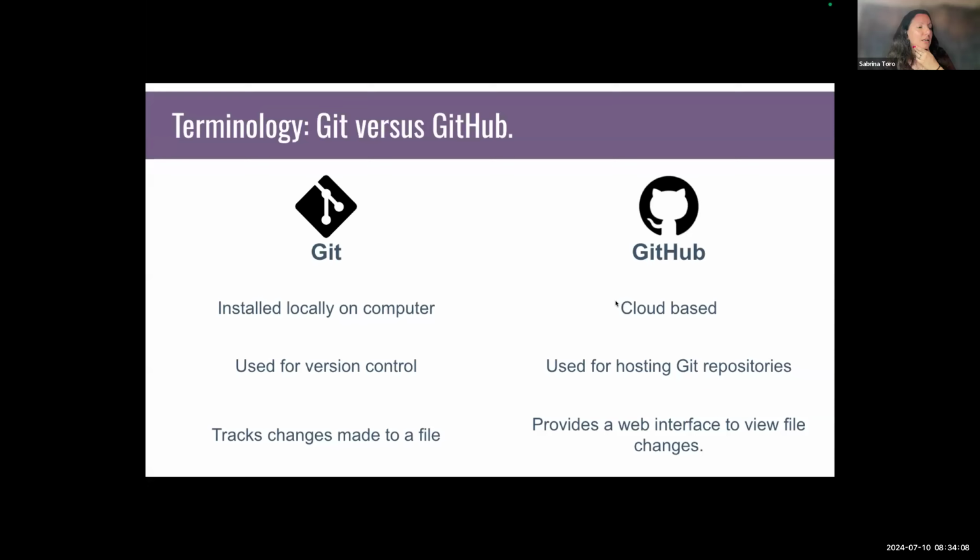So a quick aside, because you will hear words like Git and words like GitHub, and they're slightly different. This slide is really making the distinction. GitHub is what I talked about. It's in the cloud. It is where all the repositories are located. And it provides an interface to view the changes.